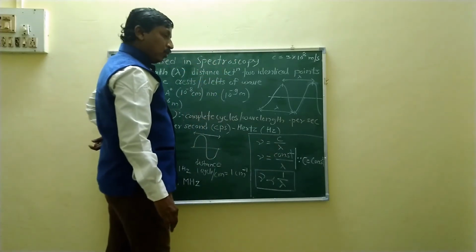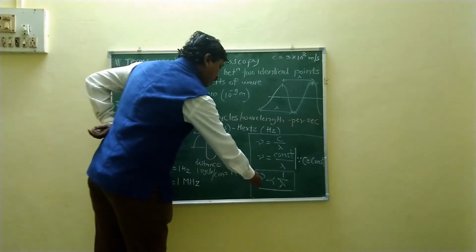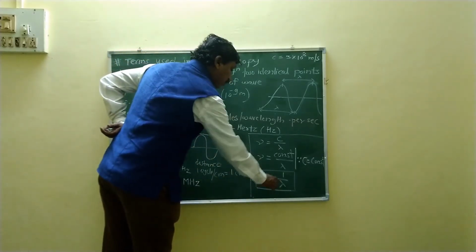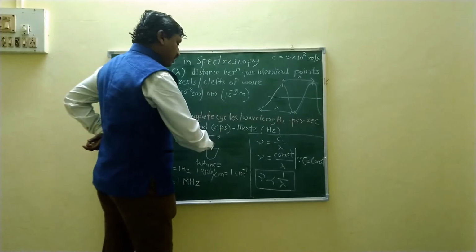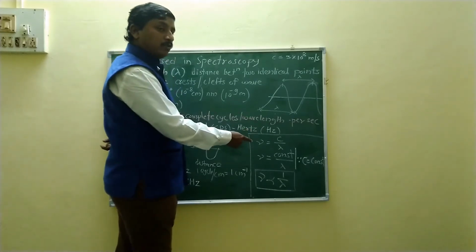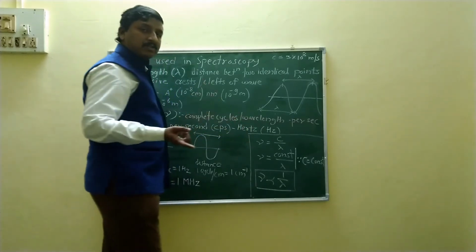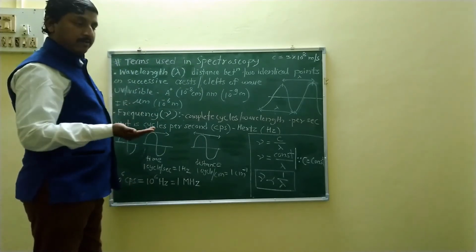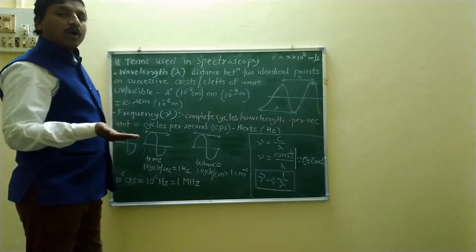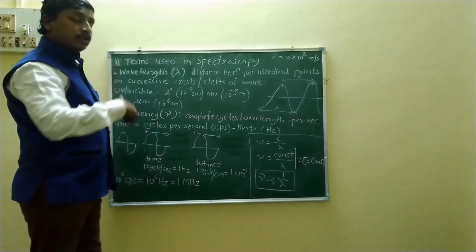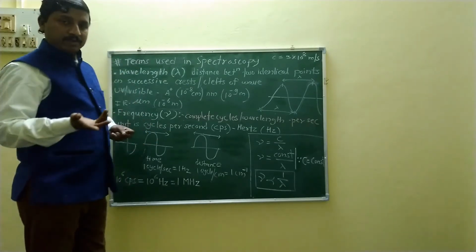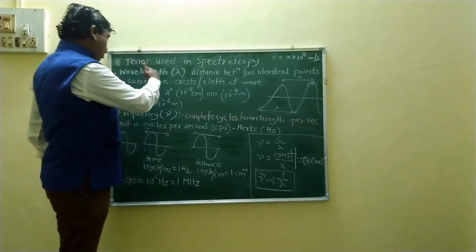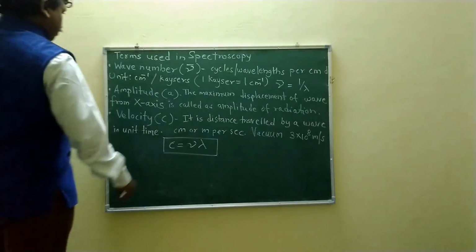So nu is inversely proportional to lambda. That is, frequency is inversely proportional to wavelength. That means the shorter the wavelength, the higher the frequency, or the larger the frequency, the shorter the wavelength, and vice versa. This is all about wavelength and frequency.